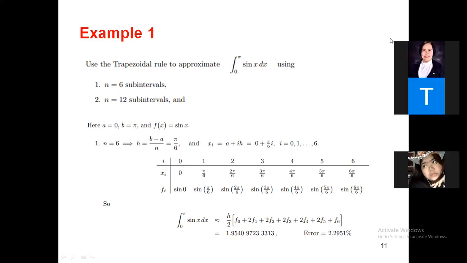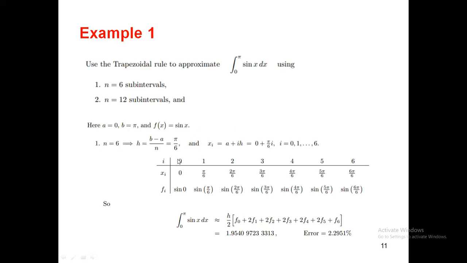Now, this pi over 6 will be the value by which you are going to increment the variable, starting from the lower limit up to the upper limit of your integral. So let's say these are your increments. In the first one, you haven't incremented yet, so it's increment 0. Then the value of x sub i, since you haven't incremented yet, is your lower limit, which is 0. Now, you have 6 divisions, so from increment 0 up to 6, you place here 6.